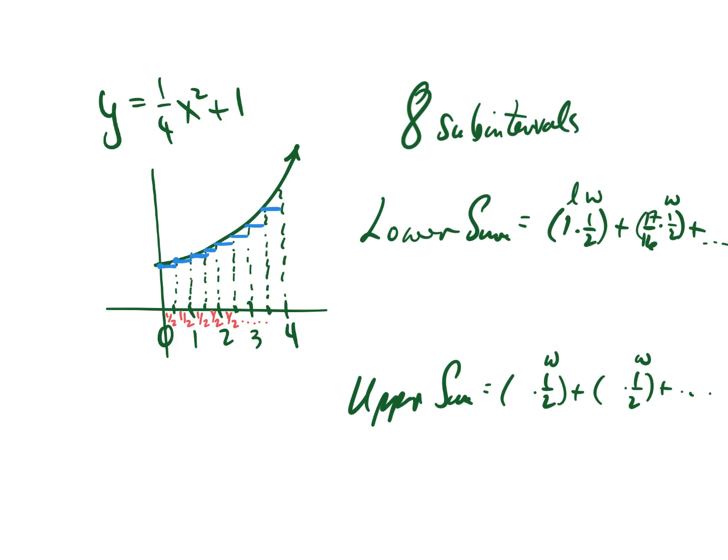Now, again, I'm not going to force you to sit through this whole thing, but when we find the lower sum and punch it out, we get 8.375.